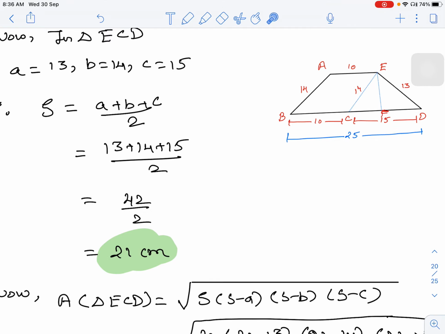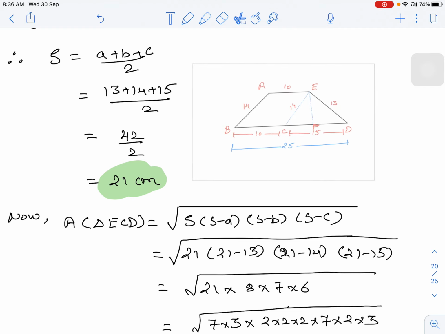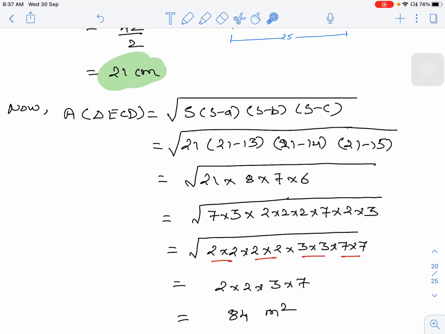Now using Heron's formula, the area of triangle ECD will be equal to the square root of S minus A, S minus B, S minus C. Okay, so we have S value 21. Now S minus A means 21 minus 13, then 21 minus 14, 21 minus 15. So after the subtraction, we get 21 as it is, 21 minus 13 is 8, 21 minus 14 is 7, 21 minus 15 is 6.